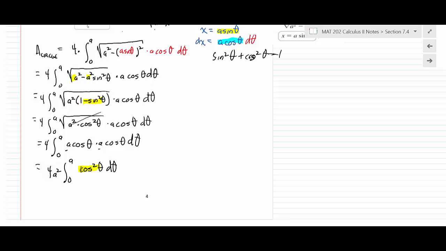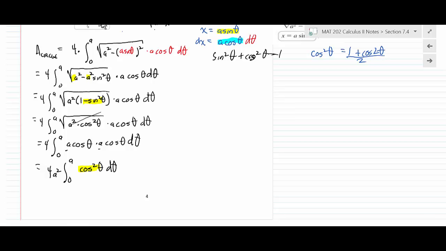You use a half angle identity, exactly. Okay, so I'm going to use that half angle identity. The half angle identity for cosine is cosine squared theta equals 1 plus cosine 2 theta over 2. You don't need to write that down, I'm just referring to that.